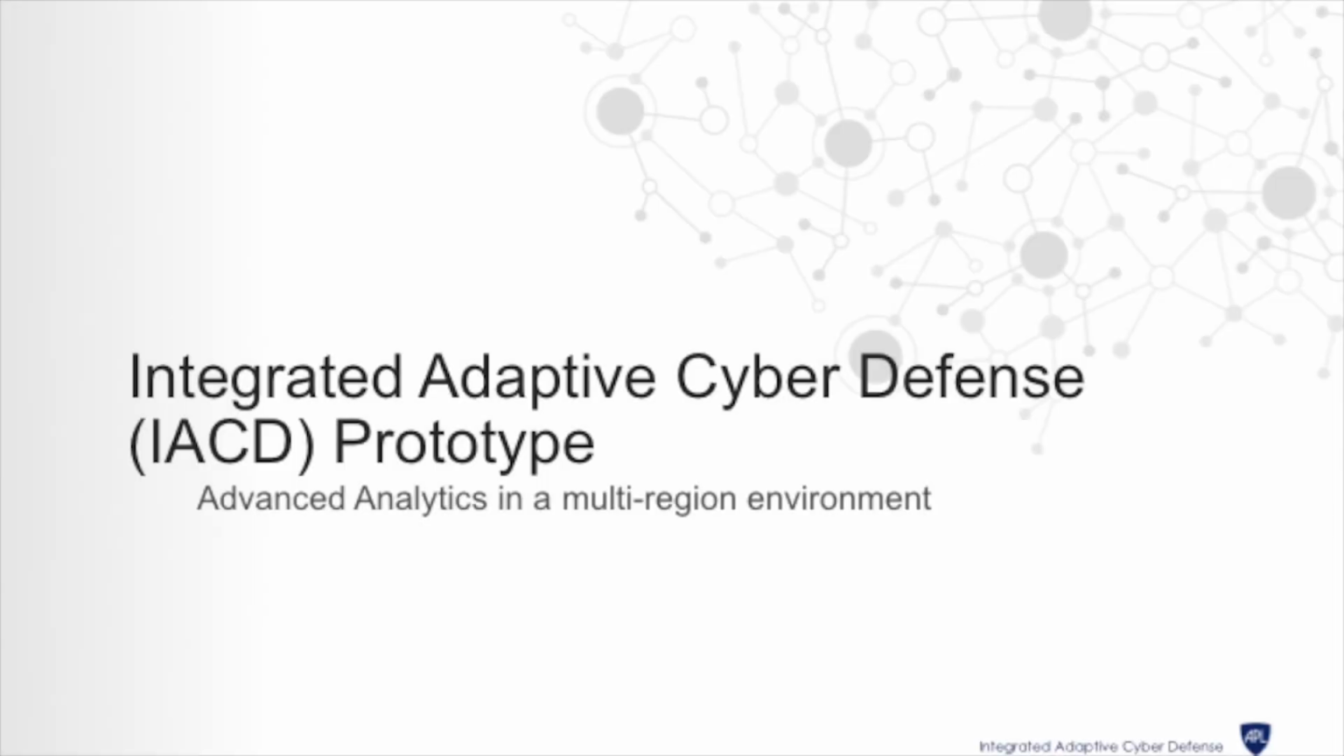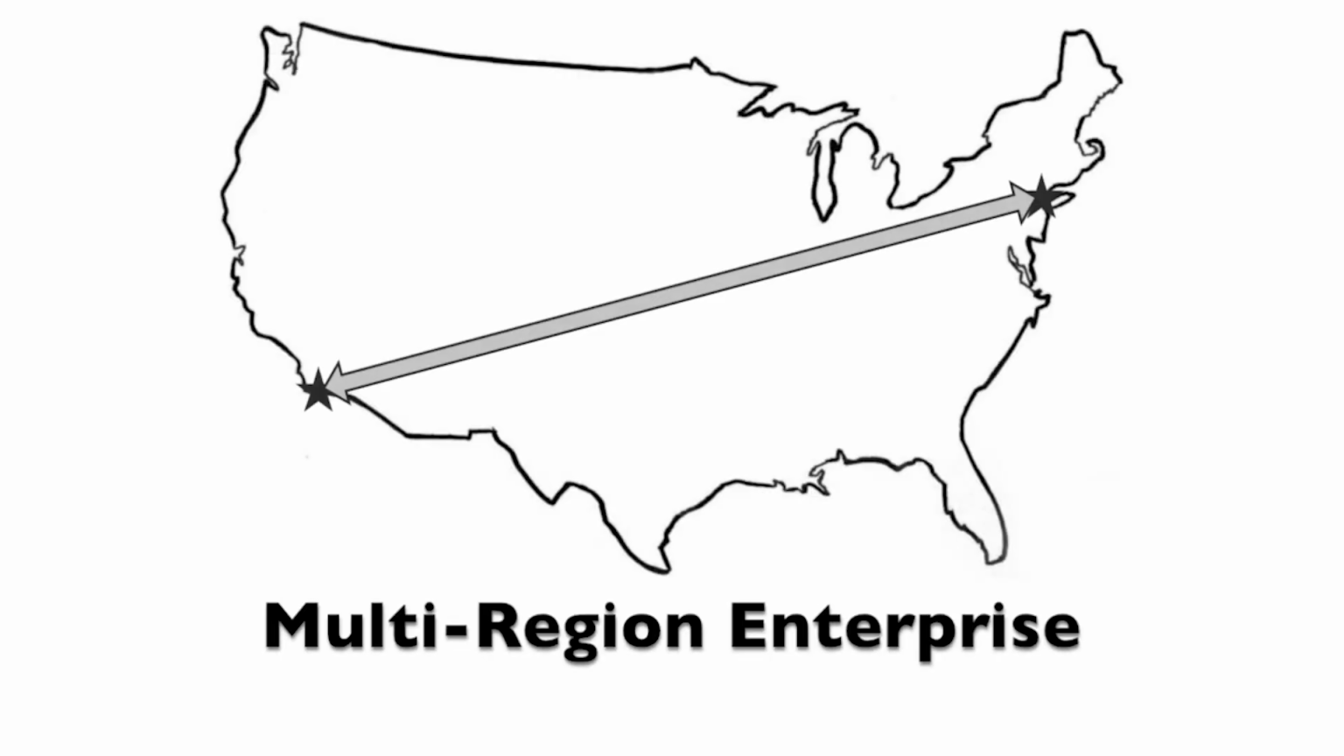iacd@jhuapl.edu. This is a demonstration of advanced analytic capabilities in the multi-region environment. The Graylim Enterprise has offices in two locations, New York City and Los Angeles. The offices are on separate networks connected with a VPN.